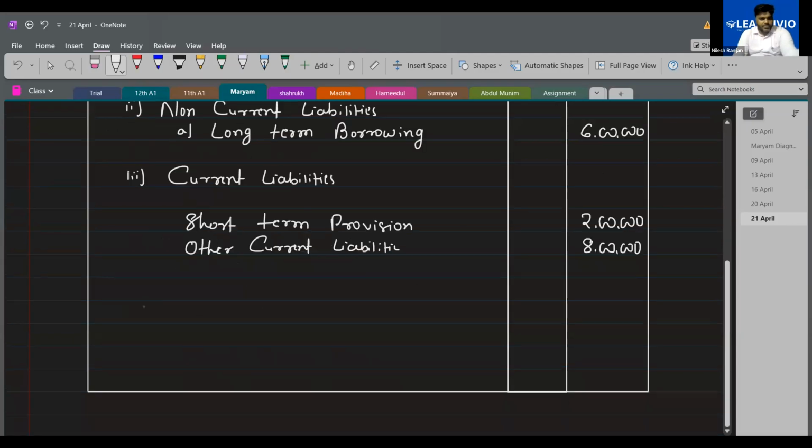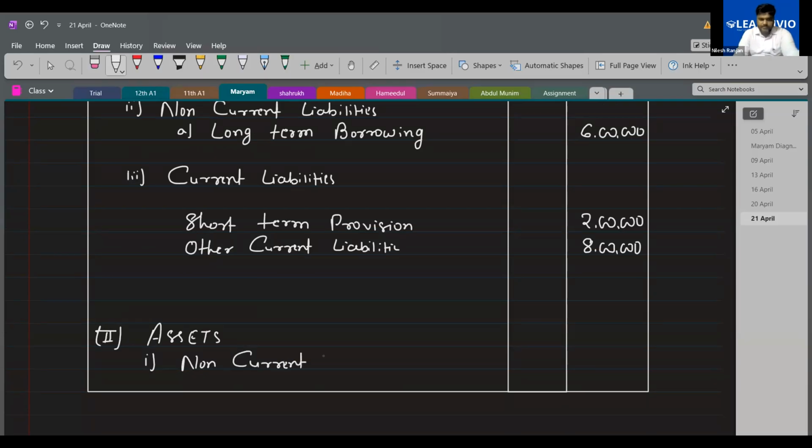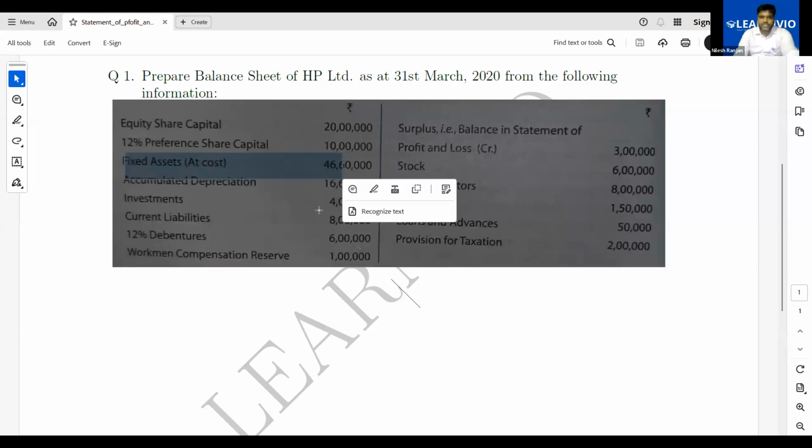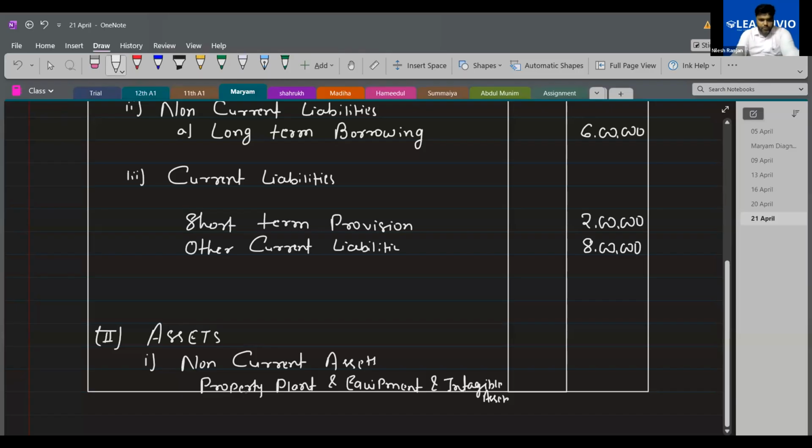Now the asset side, the second heading, assets. Under assets, the first item is non-current assets. Under non-current assets, the first item is property, plant and equipment, and intangible assets. Actually, it is called fixed assets in the previous books, but now it is this. Now it is given fixed assets 4660 and accumulated depreciation 1660. So this will go in property, plant and equipment.